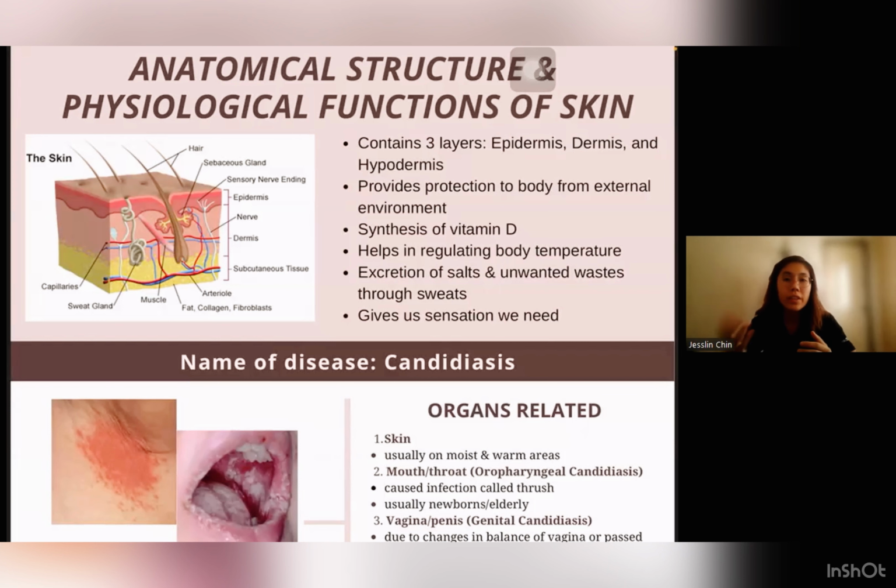So before I go further into that, I would like to give you a short introduction about skin. Skin contains three layers, which are the epidermis, the outer layer of the skin, the dermis, which consists of connective tissue, and also the hypodermis. The functions of the skin are to provide protection for our body from the external environment, synthesis of vitamin D, helping us to regulate our body temperature, excretion of salts and unwanted waste through our sweat, and also to give us the sensations that we need, for example, pressure, pain, and so on.